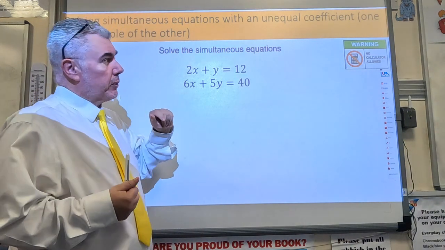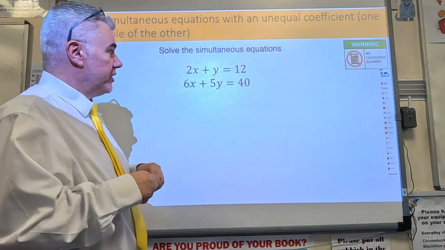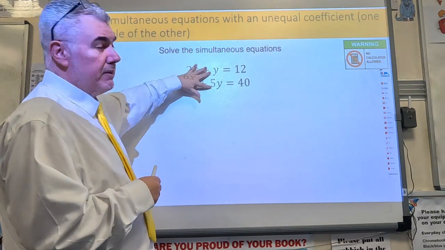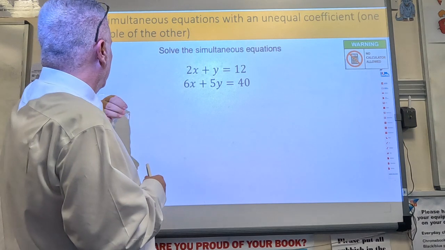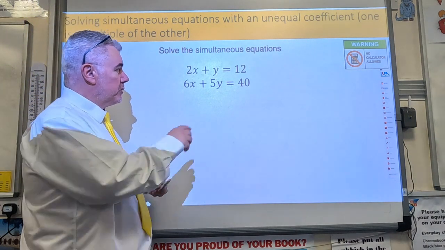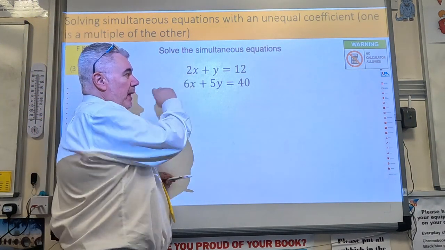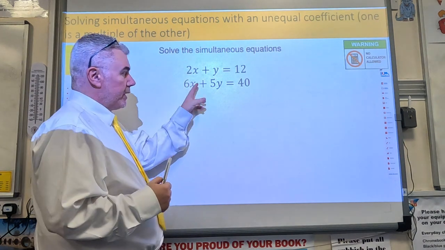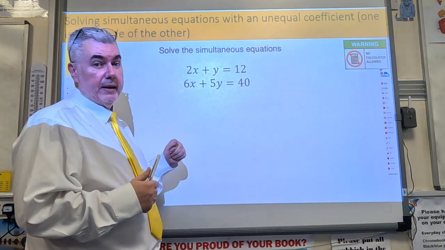But solving simultaneous equations with an unequal coefficient, that means the number in front of my x isn't the same, the number in front of my y isn't the same. But one is a multiple of the other. Notice this 6x and 2x. This 2x is a multiple of this. I'm always aiming with my equations to get rid of an x or a y.